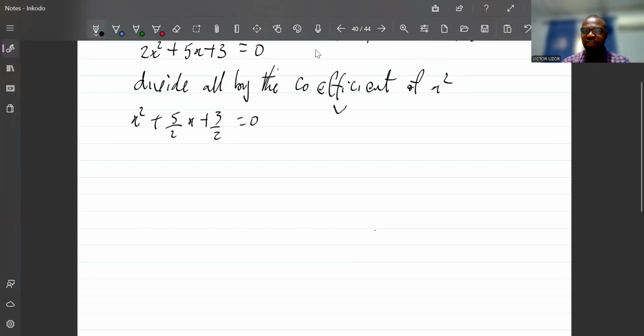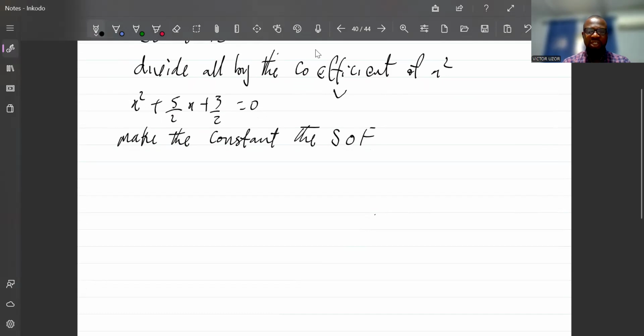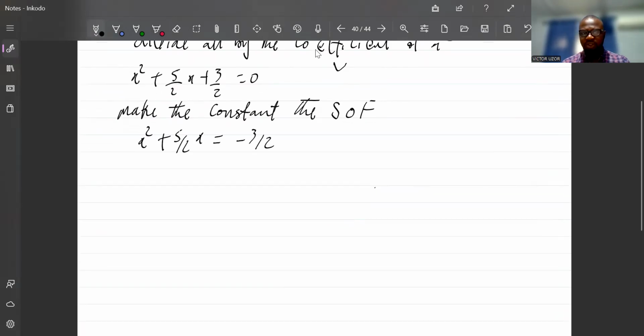So from here, you make the constant the subject of formula. Let me just use SOF, subject of formula. If I make the constant, and the constant in this case is 3 over 2, the subject of formula, I'll have x squared plus 5 over 2x is equal to negative 3 over 2. So I've successfully made the constant the subject of formula.